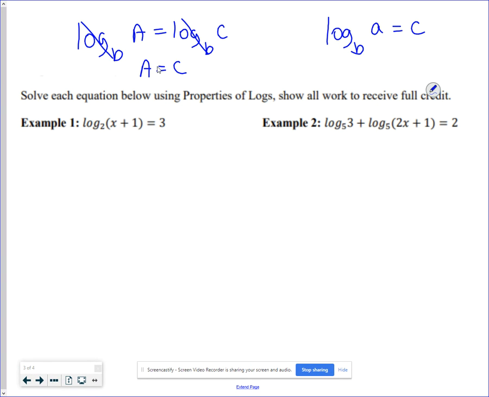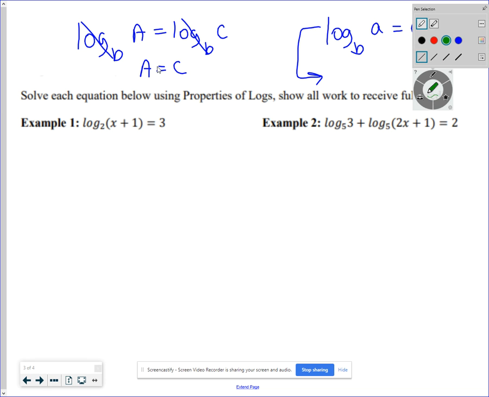Then, to get rid of the log, what we're going to do is rewrite this as an exponential equation and then solve. So that's where we do the circle of life on it. Remember, we start with our base. So we go b to the c power is equal to a.